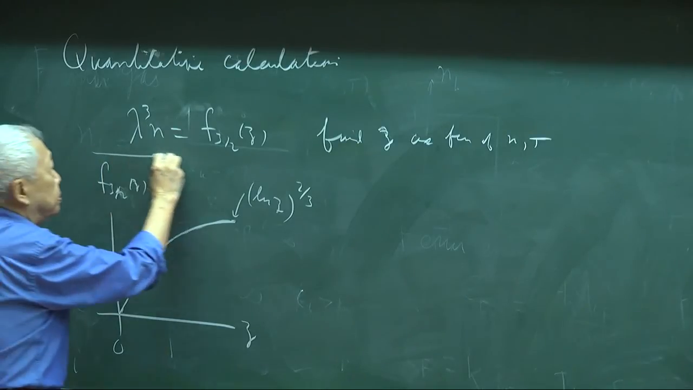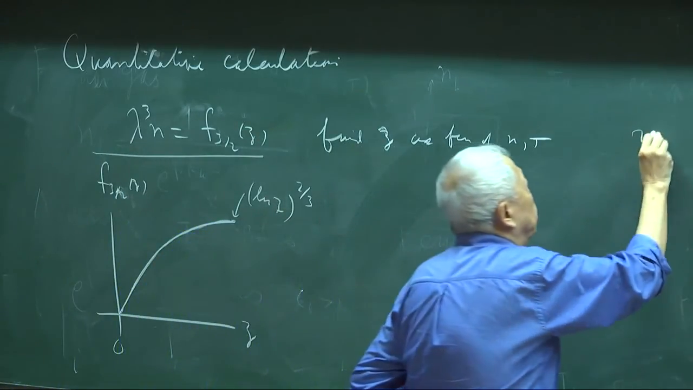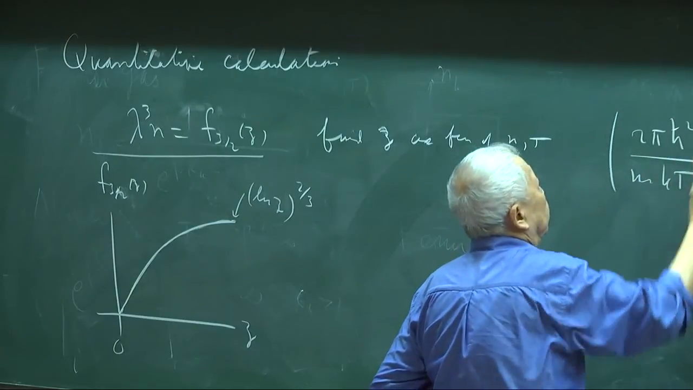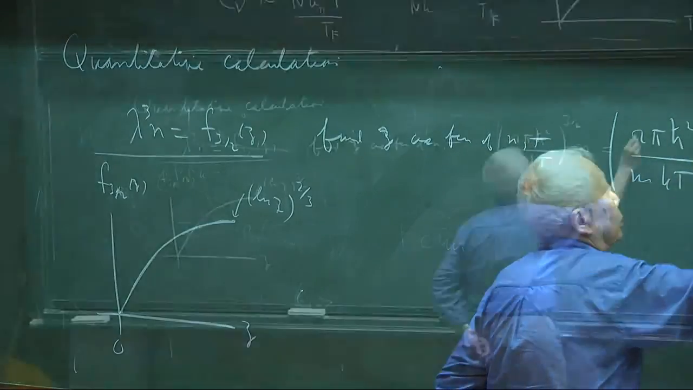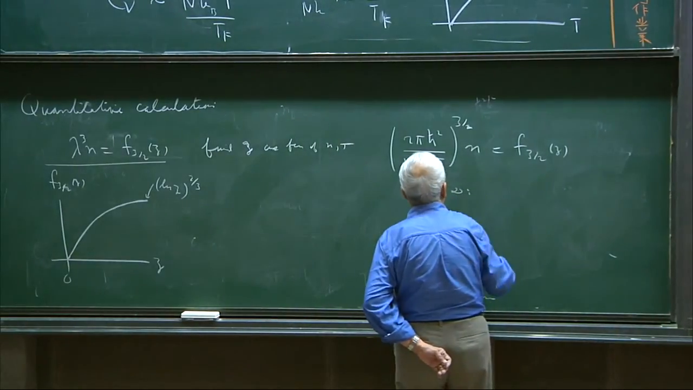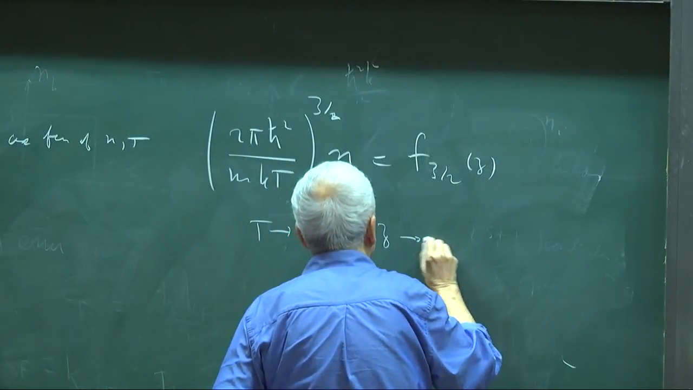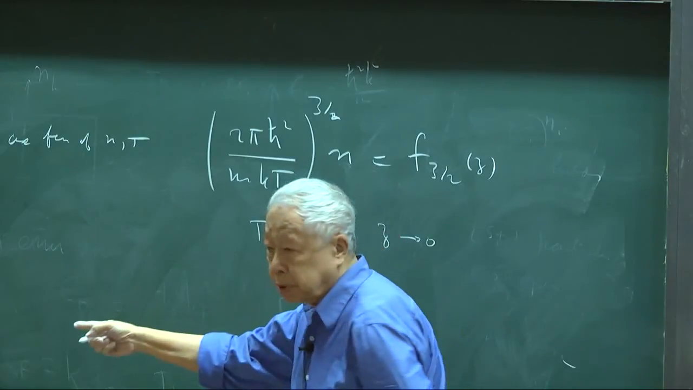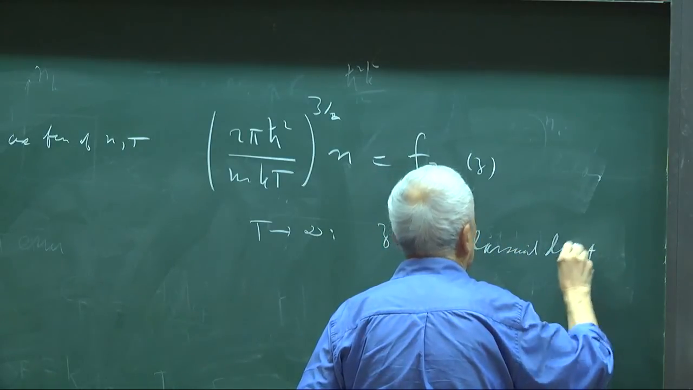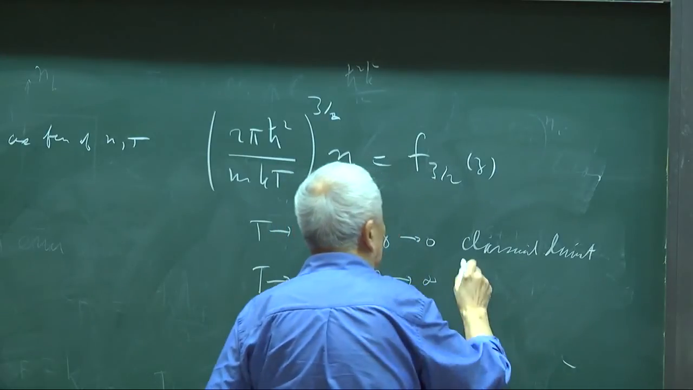You can see from here that lambda is, so this says (2 pi h bar squared over m k T) to the 3/2 times n is equal to f 3/2 of z. You can say that when T goes to infinity, this is small, then z must go to 0. So for high T, the power series expansion is good, and that's the classical limit. For T approaching 0, z approaches infinity, and this is the quantum limit.